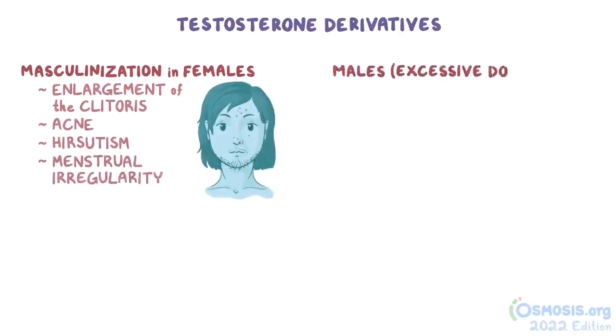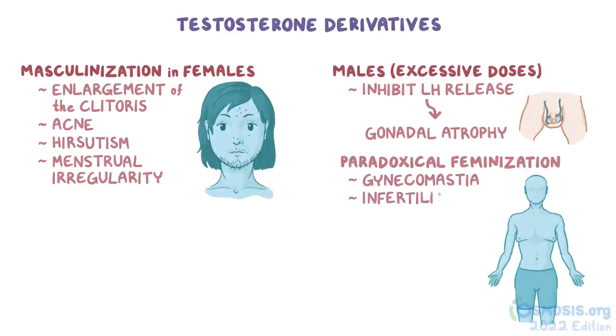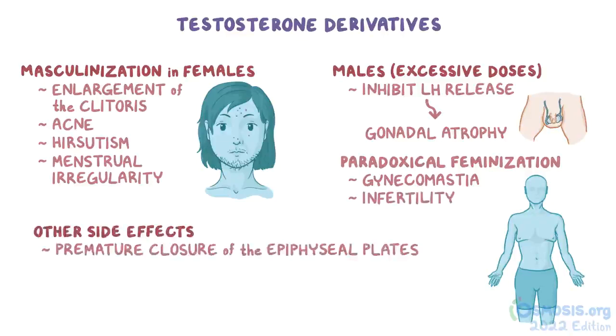In males, excessive doses inhibit LH release via a negative feedback mechanism, which leads to a decrease in intratesticular testosterone and gonadal atrophy. This inhibition of the pituitary can cause paradoxical feminization, including gynecomastia and infertility. Other side effects include premature closure of epiphyseal plates, which impairs growth in children. Finally, they cause an increase of low-density lipoprotein, or LDL, and a decrease of high-density lipoprotein, or HDL, which leads to obesity.